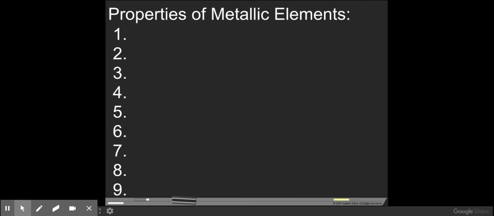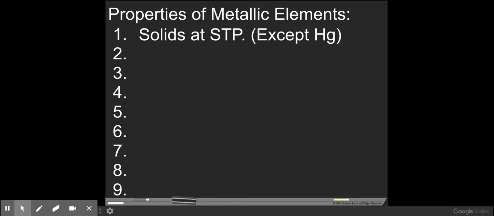Properties of metallic elements. So when you think of metals, what do you think of? Generally, they are solid. So that's, again, at standard temperature and pressure. So at 0 degrees Celsius, you might think that's kind of cold to be standard temperature, but 0 degrees Celsius is freezing. But metals are still solids at that temperature, except for mercury.